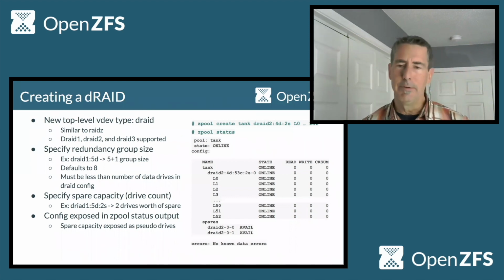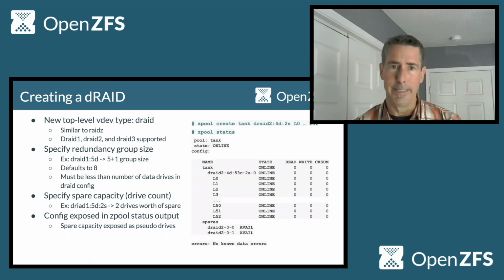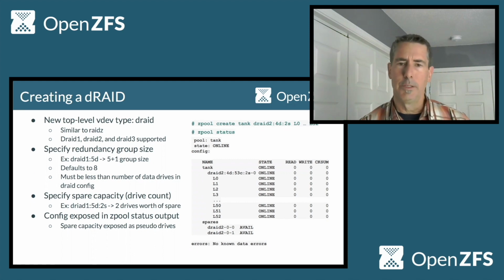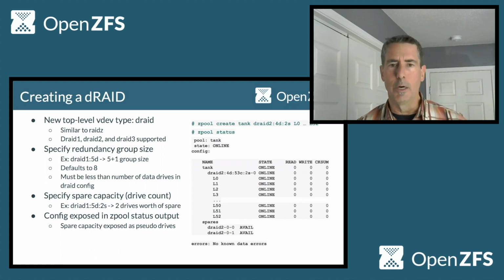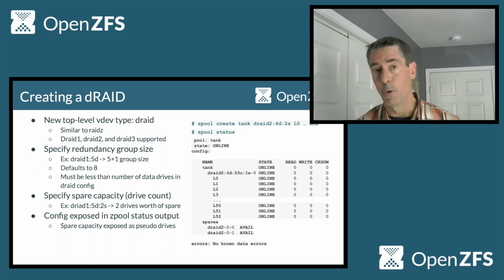So how do you go about creating a dRAID in ZFS? We added a new top-level device type. It's called a dRAID, very similar to a RAID-Z. We support dRAID 1, 2, and 3 for the various parities. You can specify at creation a redundancy group size. So the :5D example here, dRAID 1:5D, would be a group size of 6, 5 data, 1 parity. The default for the data portion of the group size is 8.